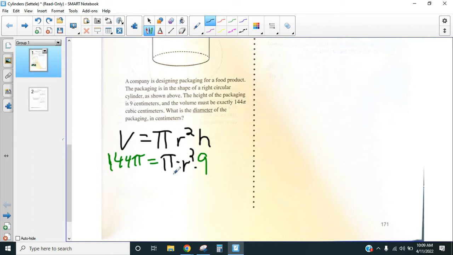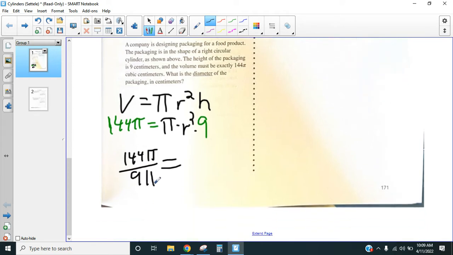If we want to isolate r squared, you would do a couple things. You would divide by 9, and you would also divide by pi. When you divide by pi, those cancel. Keep in mind that's equal to r squared. That is not the radius. So how do you solve it from here? Square root? Yeah, let's go.